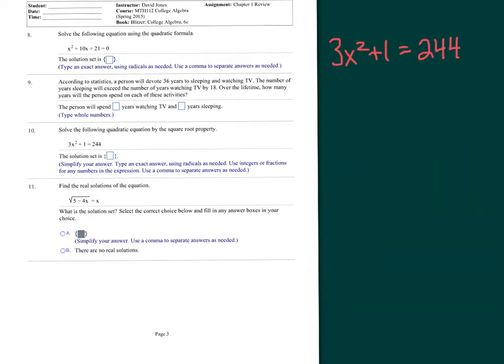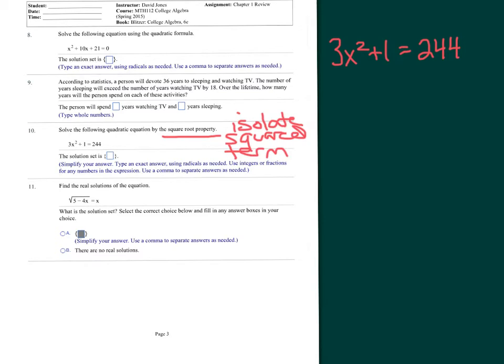Okay, number 10, 3x squared plus 1 equals 244, and it says solve by the square root property. There are other ways to solve this. We could use the quadratic formula. But here they're asking us to use the square root property. So if we want to use the square root property, we want to isolate the squared term, which is the 3x squared, and we want to get the x squared by itself.